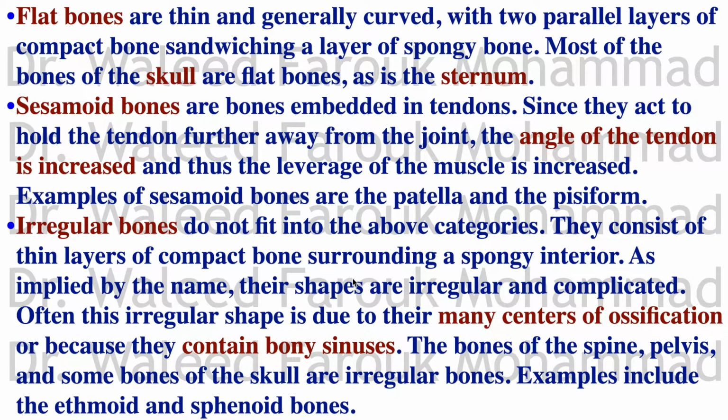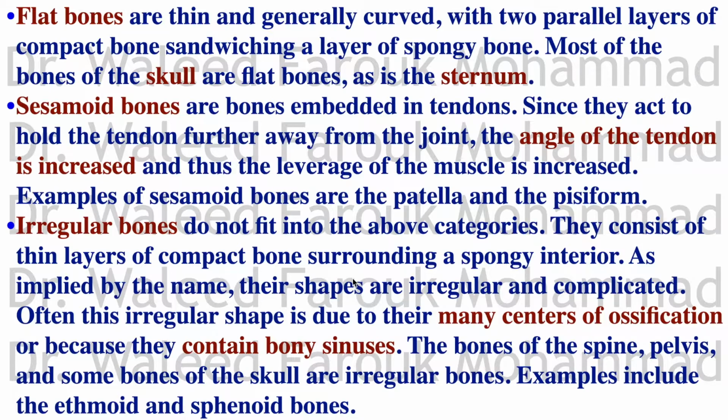Now, flat bones are thin and slightly curved, with two parallel layers sandwiching between them a layer of spongy bone. In the case of the skull, we call this the diploe. The upper part of the skull, the calvaria, has a diploe because it has two parallel layers of compact bone that sandwich between them a spongy bone. The sternum is another example of a flat bone.